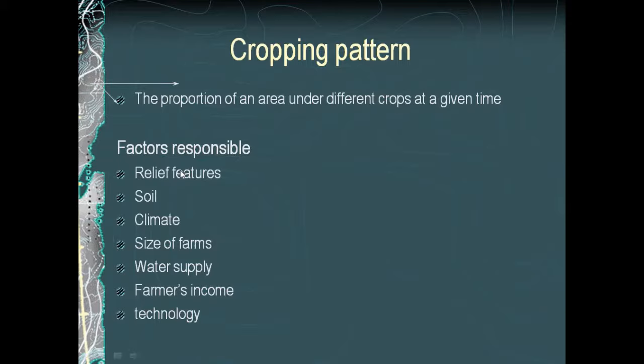Next, cropping pattern. What is cropping pattern? The proportion of an area under different crops at a given time is called cropping pattern. Which factors are responsible for the cropping pattern? Relief features, soil, climate, size of the farm, depending on how big it is, and water supply. Farmers' income is also important, their capital is important, they have to invest money, and technology is also important, modern technology very important. So these are the factors responsible for the cropping pattern.